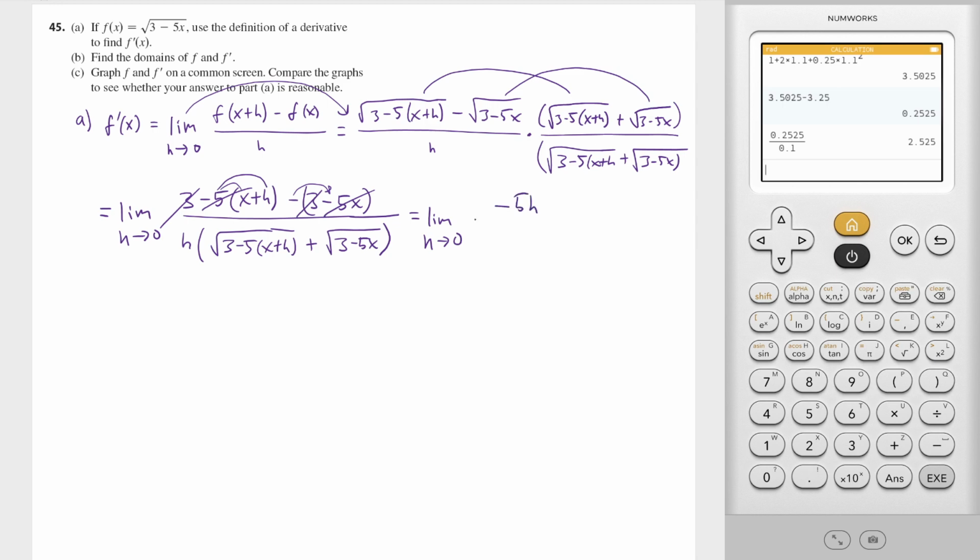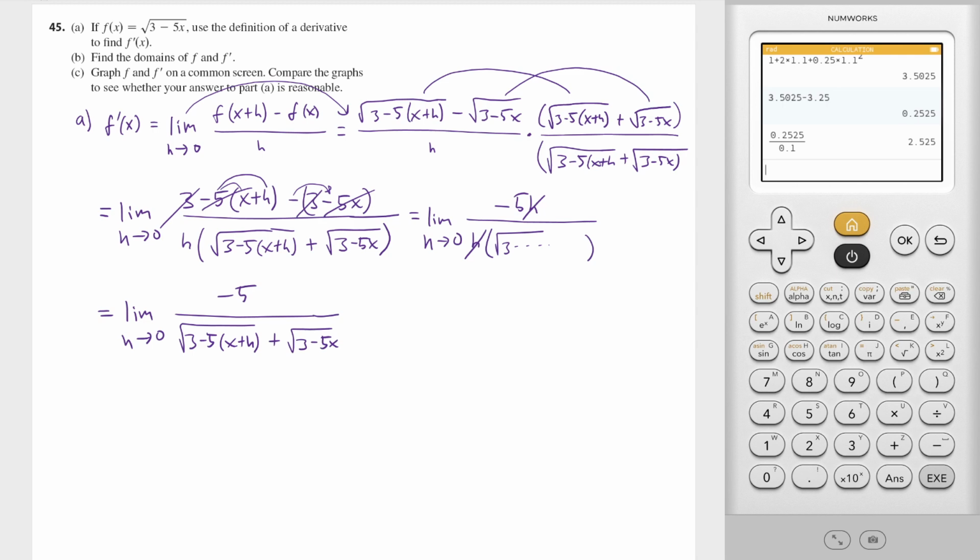Okay, negative 5h. And in the denominator, I have h times the square root of 3, all this stuff, right? And then the h cancels out with this h. Once those h's cancel out, I have the following limit. Limit as h goes to 0 of negative 5 divided by the square root of 3 minus 5 times x plus h plus the square root of 3 minus 5x.